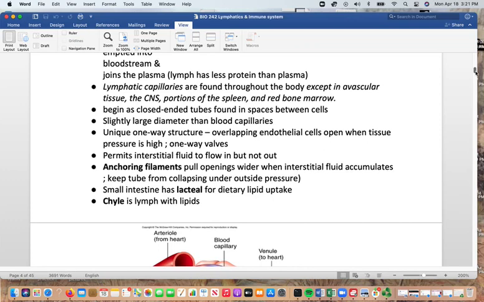So you'll have overlapping endothelial cells that will open when the tissue pressure is high, creating one-way valves. This will allow the interstitial fluid to flow in, but not out. Then we have anchoring filaments. These are going to pull openings wider when the interstitial fluid accumulates. This is going to keep the tube from collapsing when the outside pressure builds up.